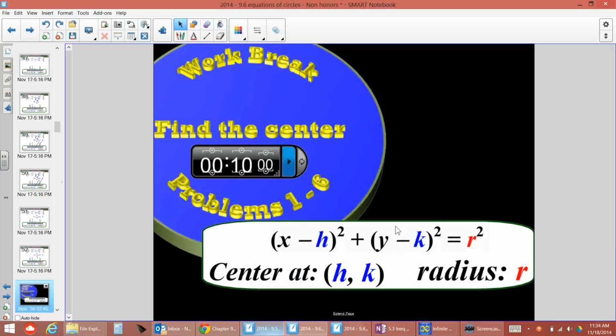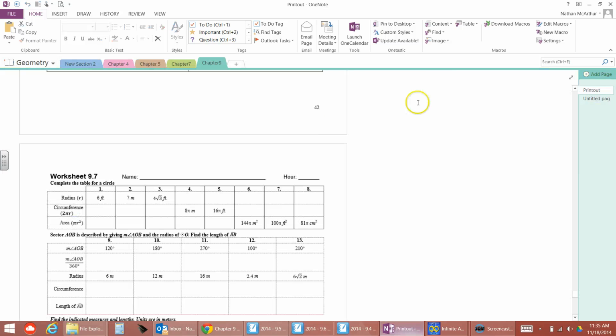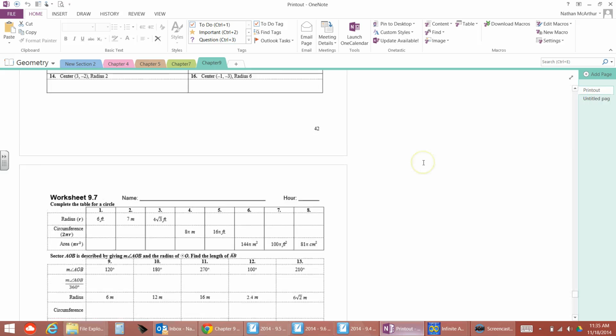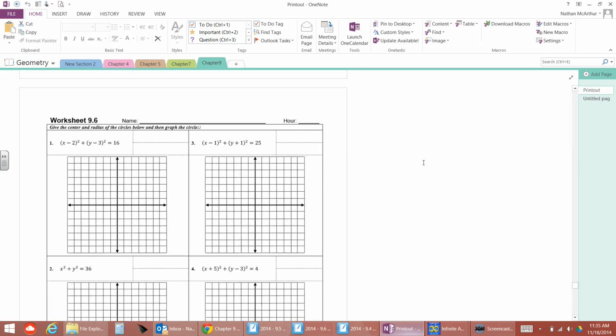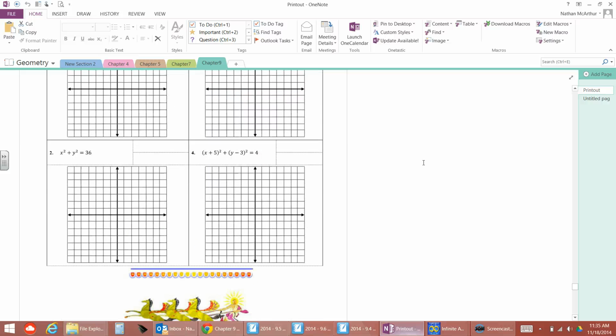That should be enough to get you through the homework. Let's see, it looks like problems 1 through 6. All right, if I pull that up in the homework, that's not algebra 1, let's go to geometry. And I find 9.6 homework right here. 1 through 6 it says. Okay, let's talk about it.